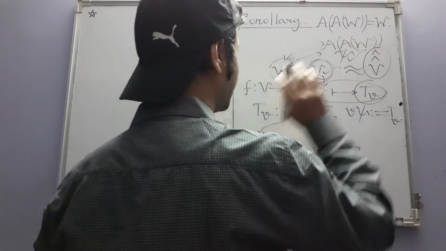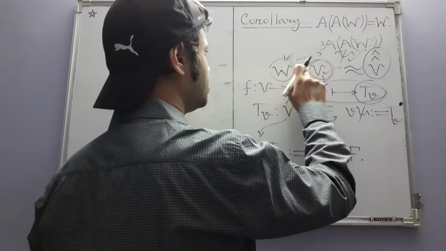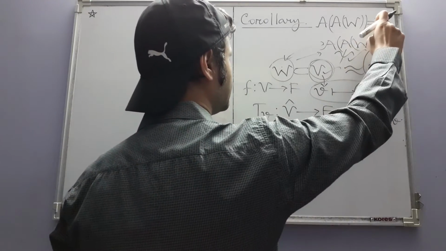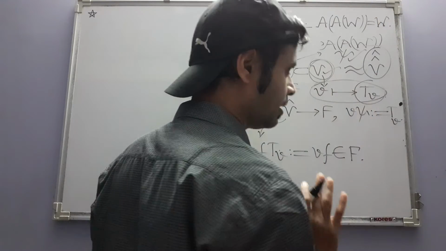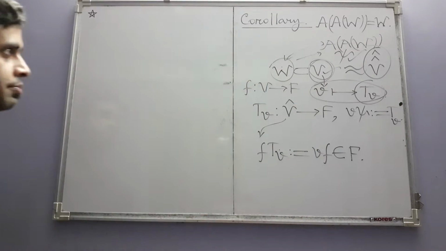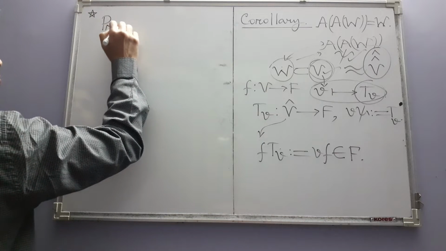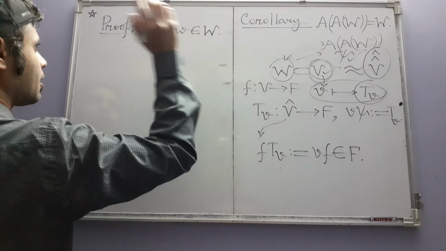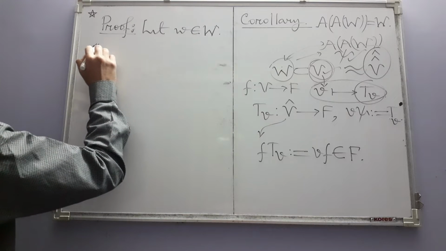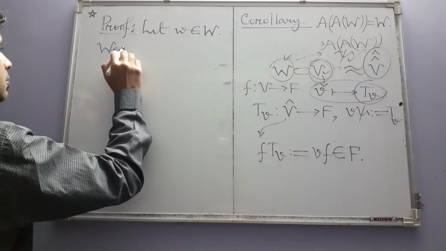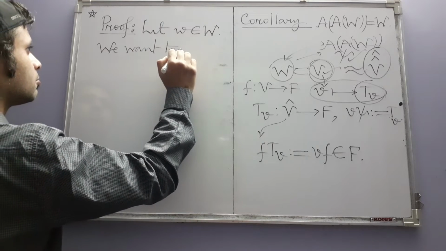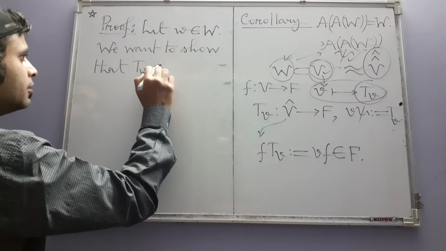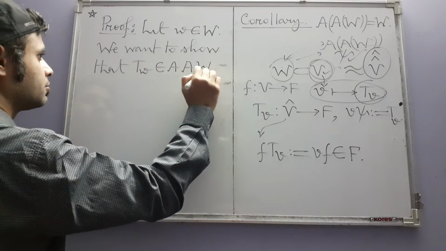Okay, so we are now first of all going to see that W is contained in this. In other words, what we are really trying to show is that if we take an element from W, then the corresponding T suffix that element belongs to A of W. So let's start the proof like that. Let W be an arbitrary element in W. We want to show that TW belongs to the annihilator of the annihilator of W.